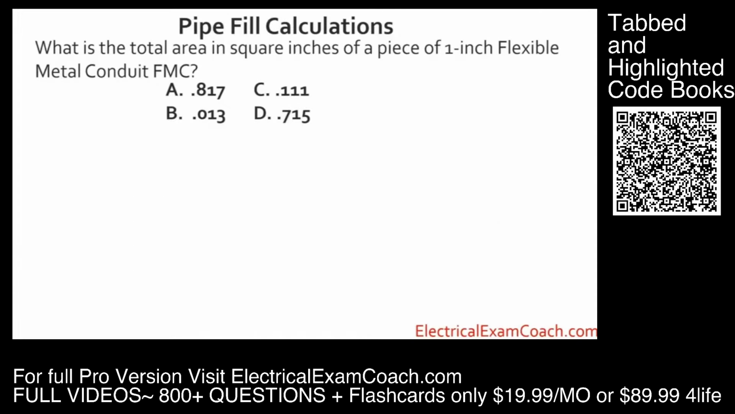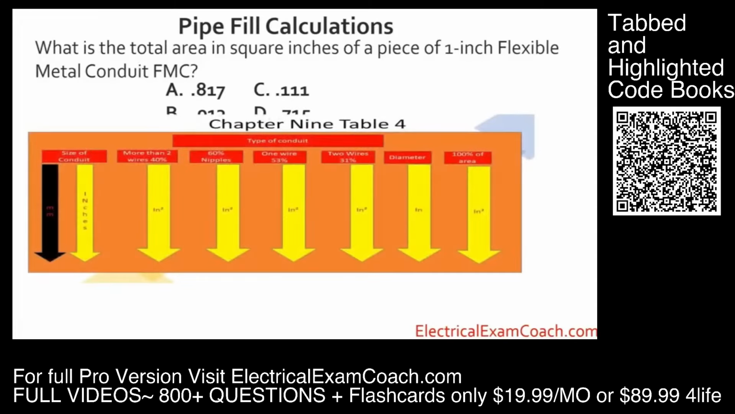What is the total area in square inches of a piece of 1-inch flexible metal conduit? For this one, we're going to head straight to Chapter 9, Table 4. When we get there, we're going to verify that we're in the right type of conduit. Then we're going to start on the left-hand side and find our size of conduit. Then we have to cross all the way over to the 100% fill area. I have been tested on this in the past, so it's good to be familiar with using this table on all spectrums. And in this case, we're going to select 0.817.